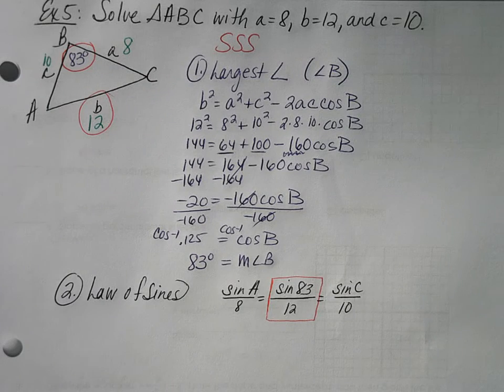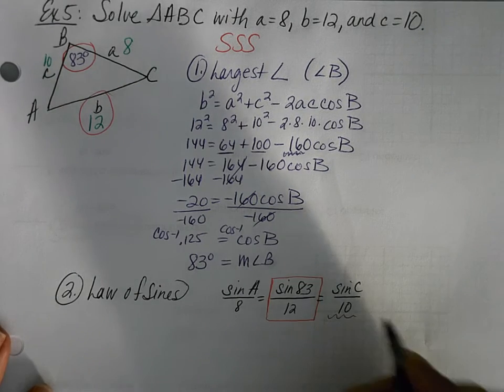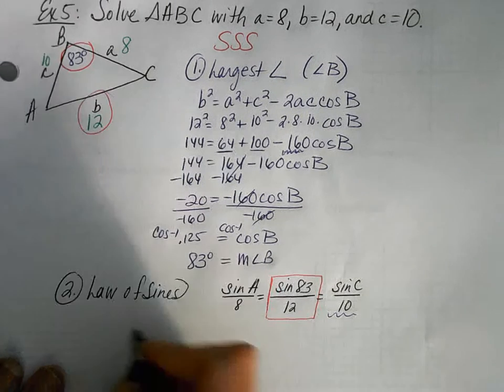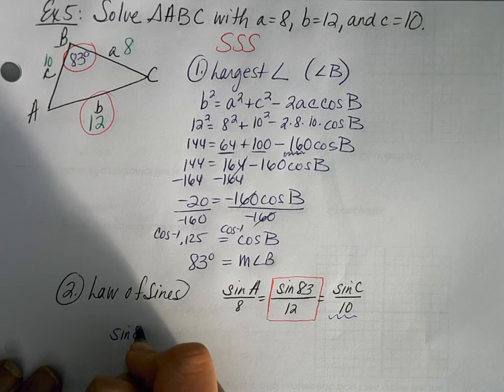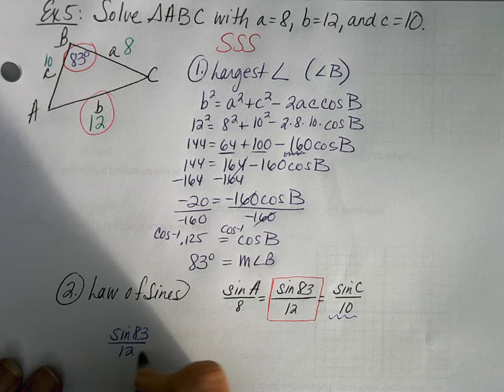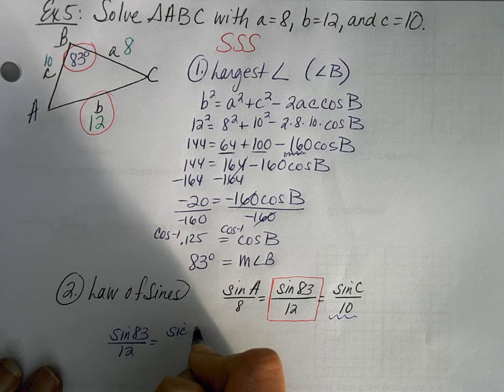Now, at this point, does it matter which angle I find next? No. Nope, it doesn't, because I already found my angle if it was obtuse. So I don't need to worry about that. Okay, so with that said, which one do you want to find? C. I heard C. All right, it's all about Yvonne. He wants to find C. Perfect. So we've got this sine of 83 over 12 is equal to the sine of C over 10.